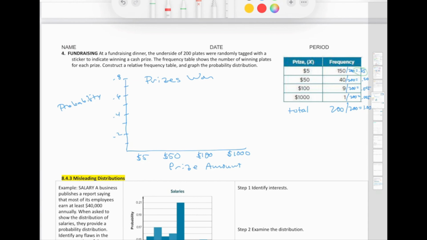Okay, let's go ahead and do this one over here. That's 0.75. You want your bars to be of equal width. I have 0.20. I have 0.045, so it's 0.10, so it's like half of that. And then you can barely see it. That's less than 1%, right? It looks like a bar, it's just a line. That's what we got here. This is our graph of our probability distribution.